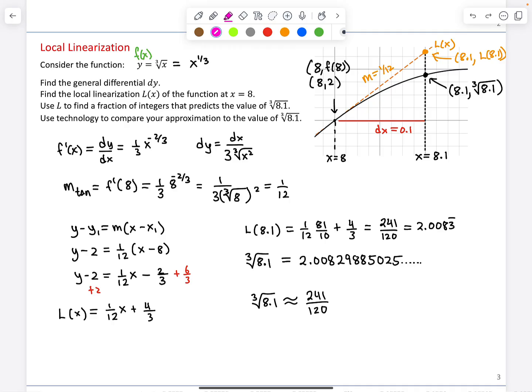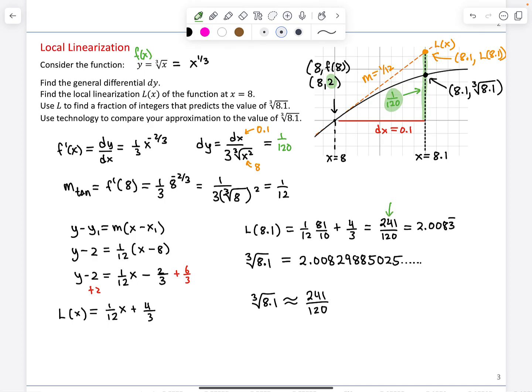Now this question did not ask for it, but here was my general differential dy. If I had substituted into it x equals 8 and dx equals 0.1, then I would have got the output 1 over 120, which would be a positive value and the length of this green segment from the red line up to the tangent line. In other words, if I had taken this y-coordinate and added to it this dy, then I can get the output of the tangent line.